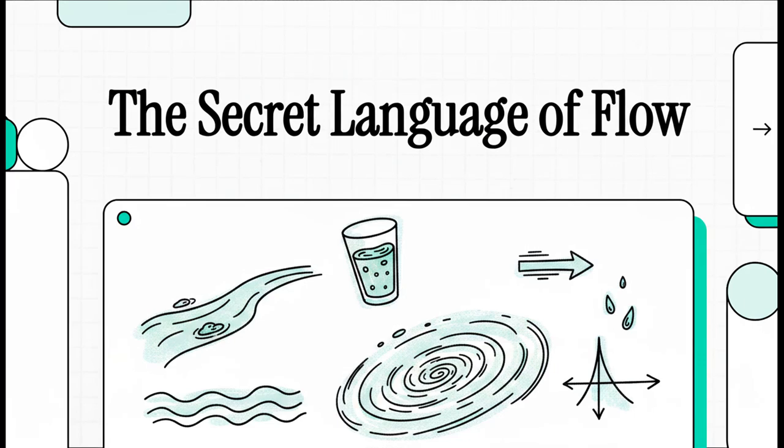All right, let's dive in. Today, we're going to decode a kind of secret language, the language of flow. We're talking about hydrodynamics. It's this amazing hidden set of rules that connects something as simple as the water in your glass to, believe it or not, the gas in a distant galaxy. It's this universal language, and today, we're going to learn how to speak it.